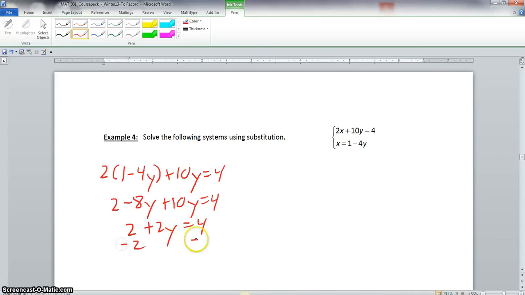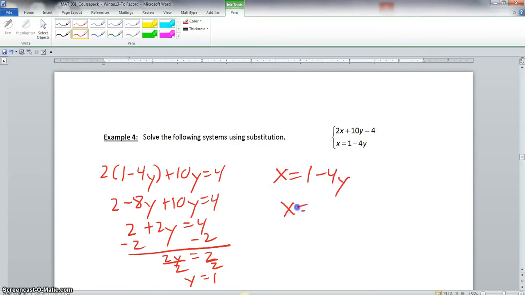Now we subtract 2 on both sides, and 2y equals 2. Divide each side by 2, and y is 1. So now we could go to one of these equations and substitute in 1 for y. So we have x equals 1 minus 4y. X is equal to 1 minus 4 times 1.